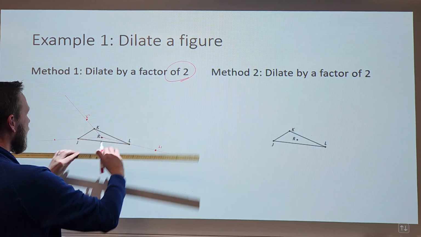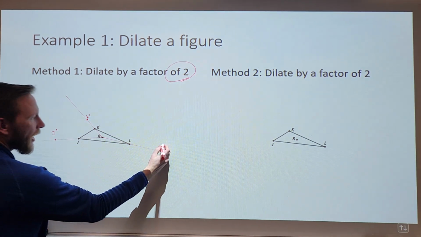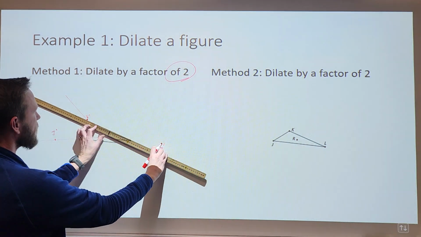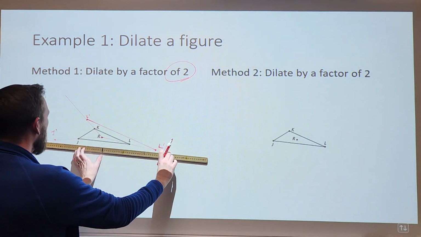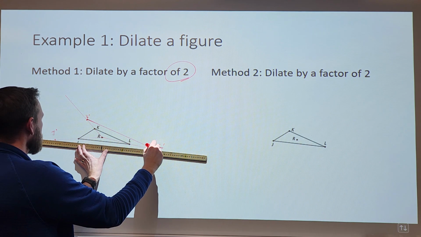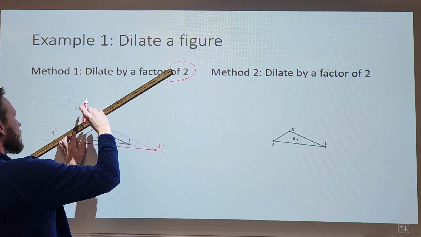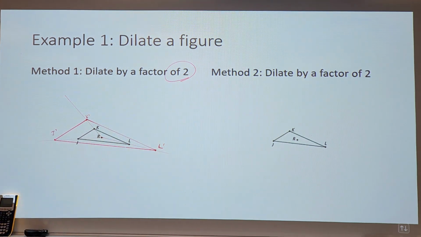Now, when I connect these dots, this K prime, L prime, and J prime, I should get a figure that is twice as big as my original JKL. All of those points are located twice as far away from that center of dilation. All right? And so you can kind of tell in that regard that we did an okay job.